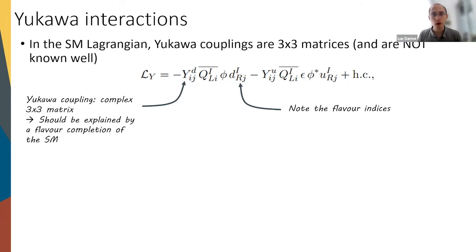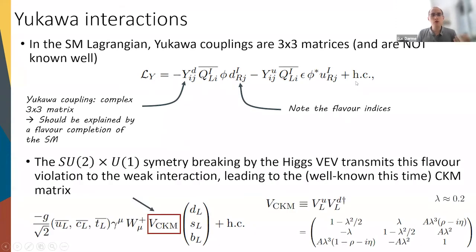Typically here I took down and up quarks. What is of course interesting, as you know, is that once you break the SU(2)xU(1) symmetry through the Higgs vev, this will transmit the potential flavor violation, which is in the Yukawa couplings, to the weak interaction.